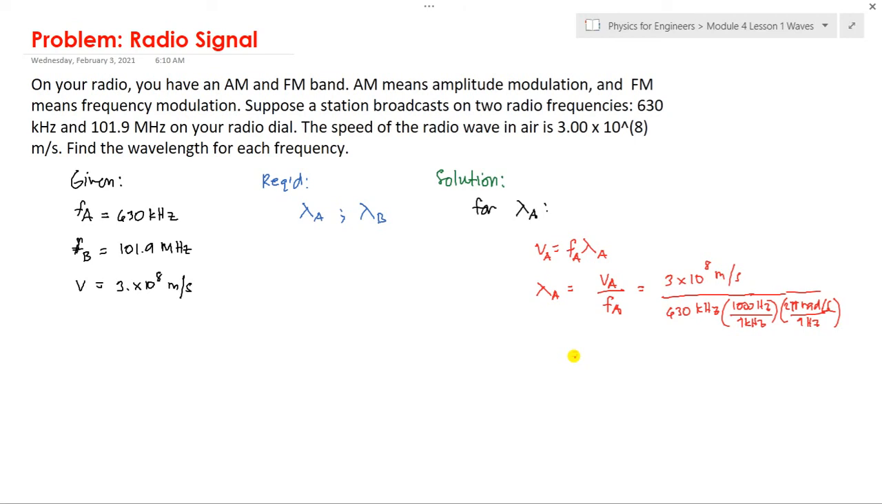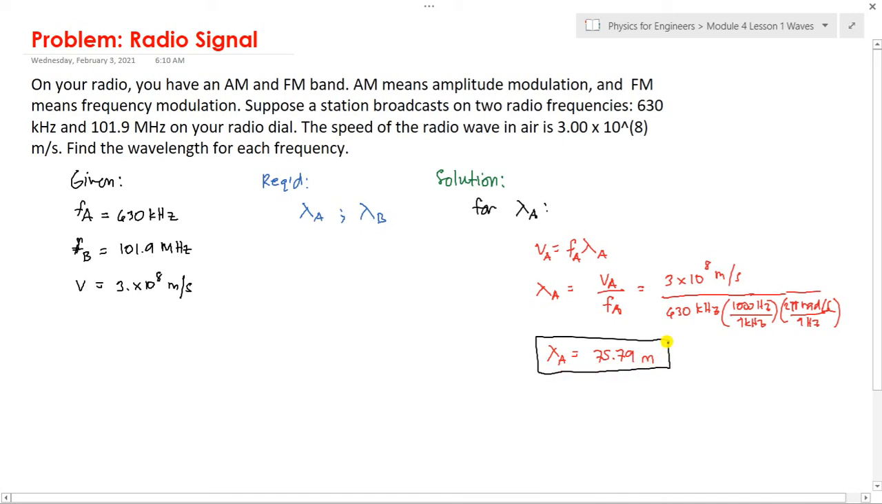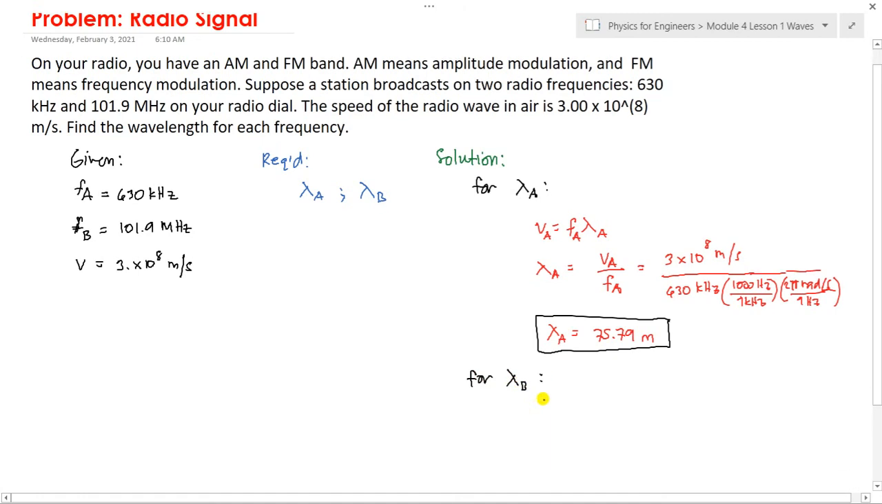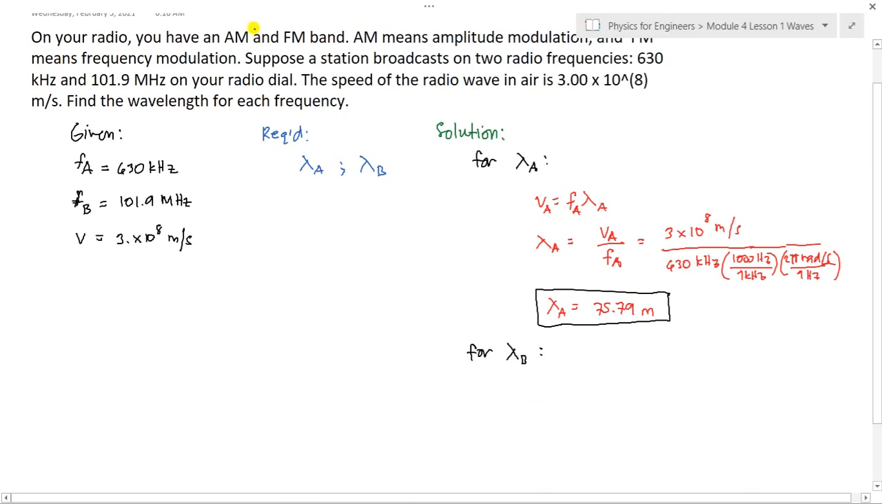So the answer here is 75.79. So the measurement of the wavelength is 75.79, and this one is in meters. That is lambda A, so that is our first answer. Next is for lambda B, that is the wavelength for the second radio frequency.